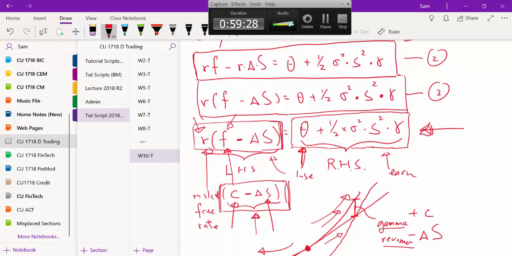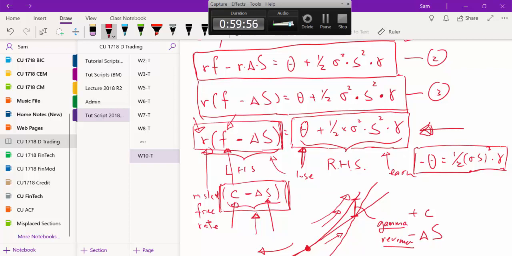And if the risk-free rate happens to be 0, then ultimately you can say that minus theta is a half sigma S squared gamma. Okay, if you can follow me up to now and you are able to repeat what I just said, you know a lot about option pricing.